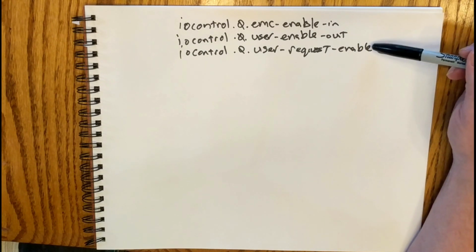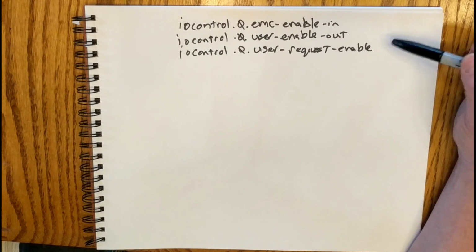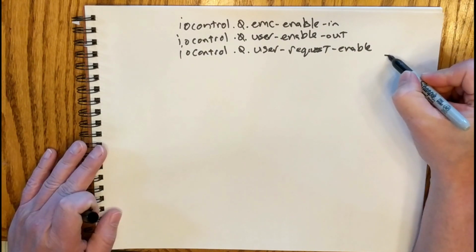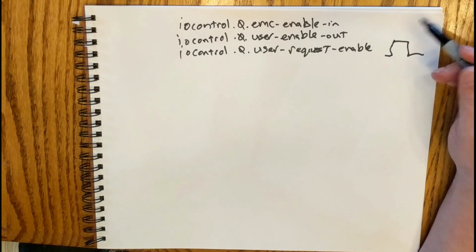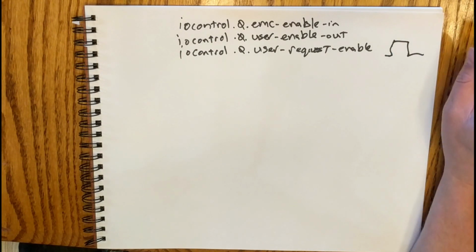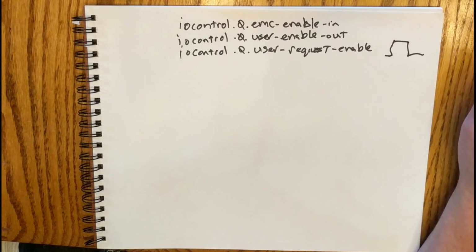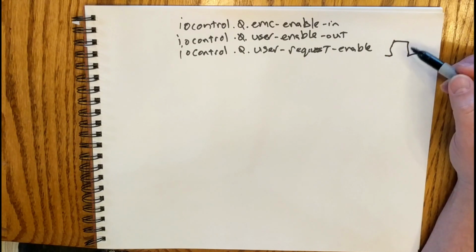And then this io control.0.user-request-enable is actually a one-shot that pulses when you try to pull the estop out on the GUI. So this is used for things like latching circuits within the estop loop.